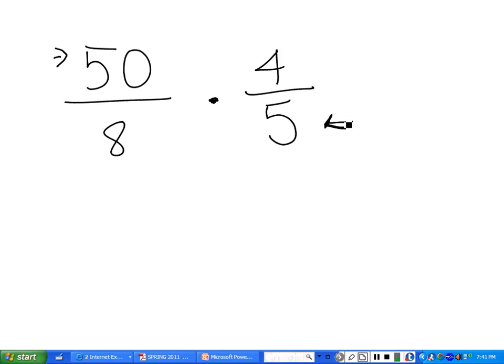For example, 50 and 5 are both divisible by 5. So I'm going to cross out 50 and divide it by 5. We get 10. And cross out 5 and divide it by 5. We get 1. Notice you can also do that with 4 and 8. What number are 4 and 8 divisible by? 4. So 4 goes into 4 one time, 4 goes into 8 two times.